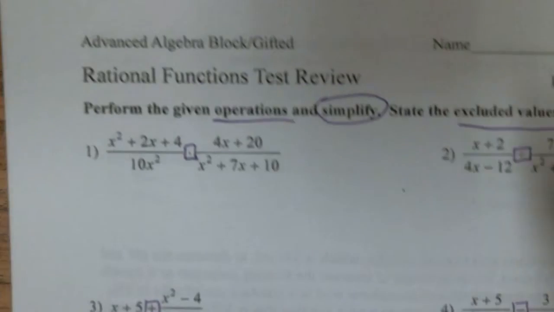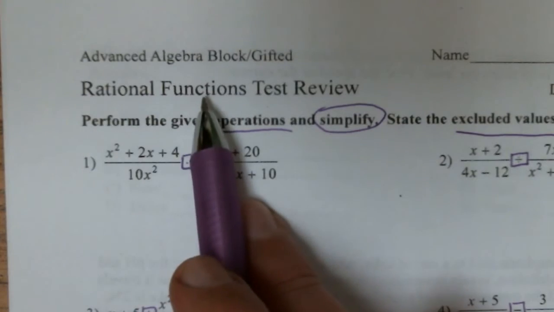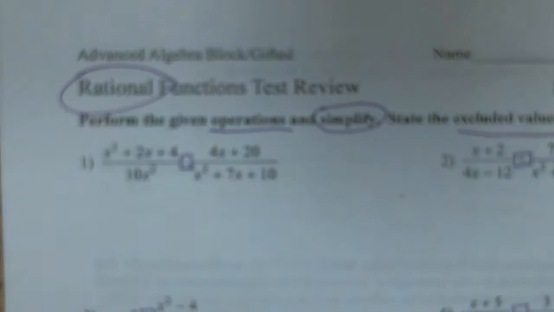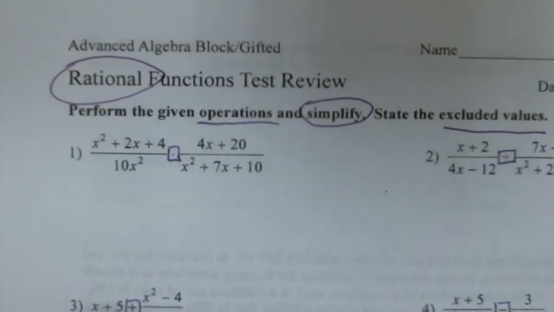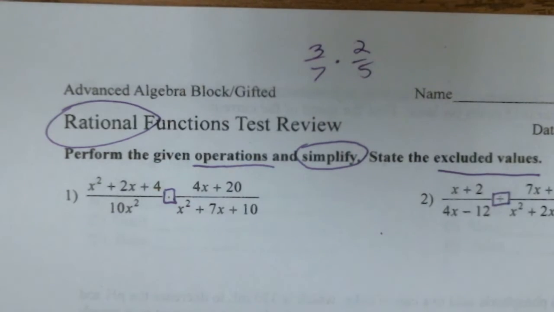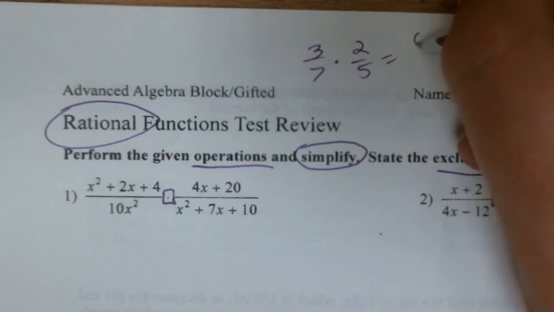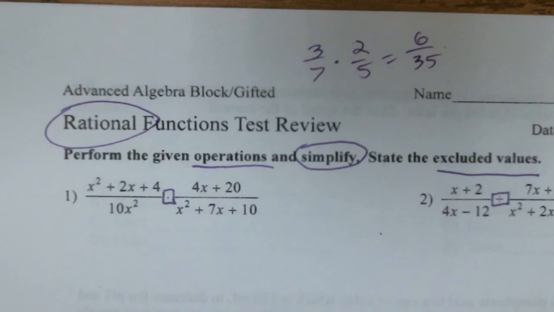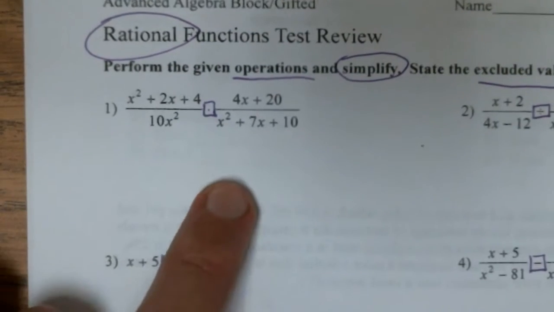When you multiply stuff together, remember, these are rational functions. The word rational basically means fraction: fractional functions, fractional expressions. When I'm multiplying two fractions together, like 3/7 times 2/5, there's no common denominator needed. You just multiply across the top and multiply across the bottom. There's nothing else to do there.